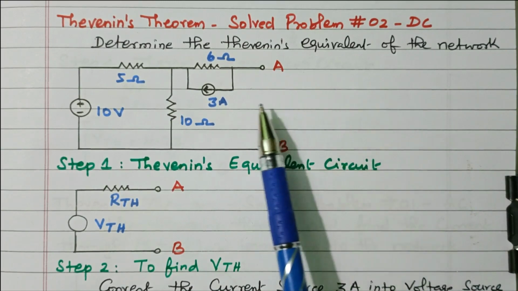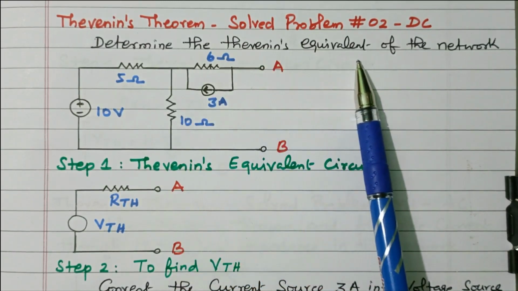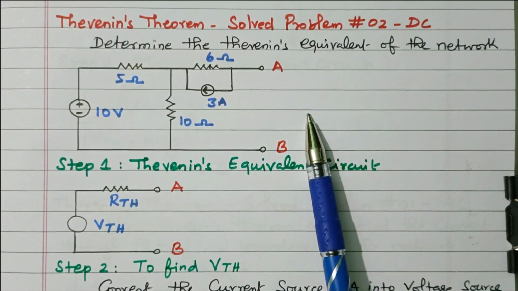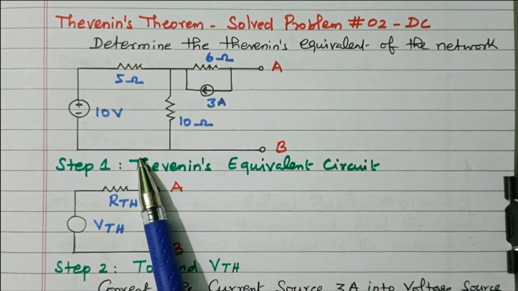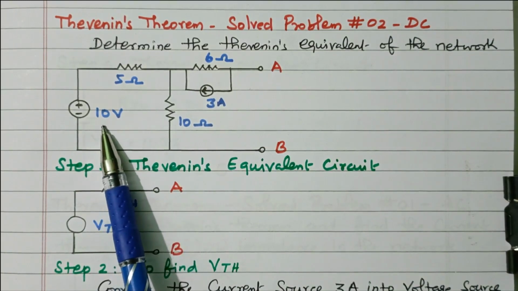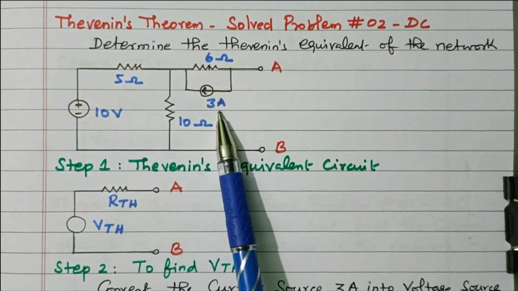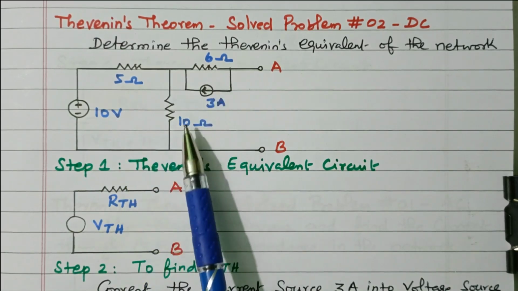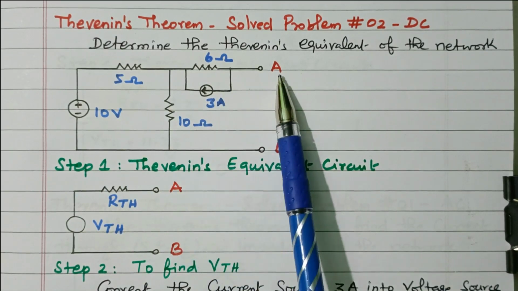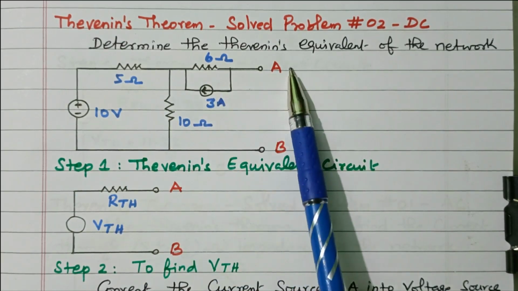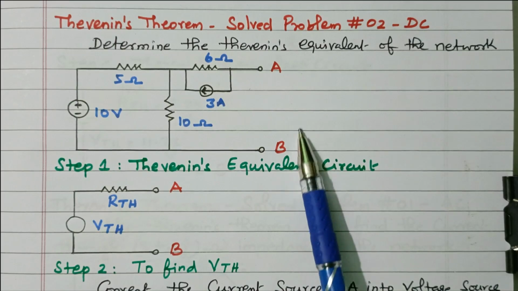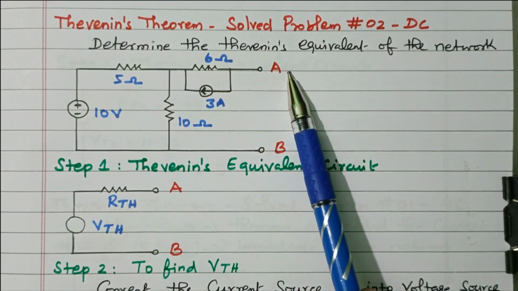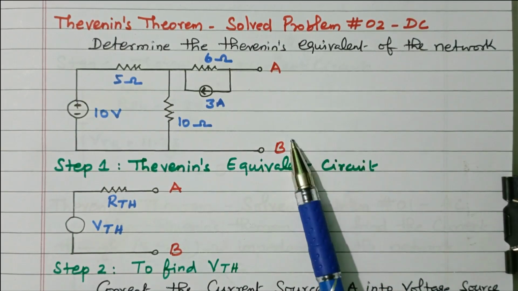Now we'll go to the topic. Determine the Thevenin equivalent of the network shown below. We need to find the Thevenin equivalent circuit for the network given. So here a 10 volt source is available. Here a 3 ampere current source is available. This is 5 ohm, 6 ohm and 10 ohm. The terminals are given as AB. This is the load terminal. You have to take the references. This is the load terminal A. The load is not given, but we need to find the Thevenin equivalent across this terminal AB.